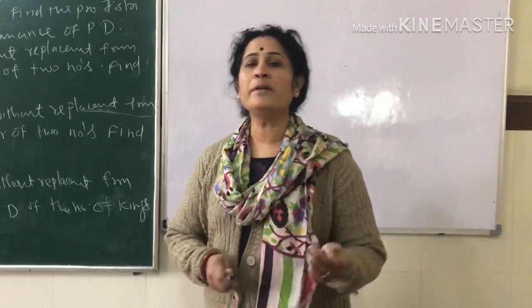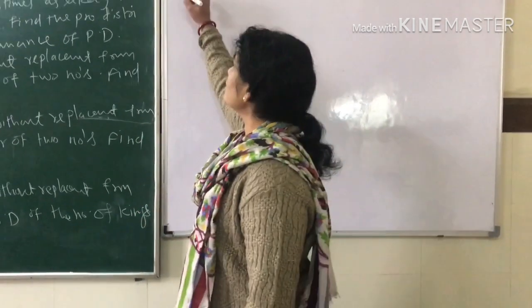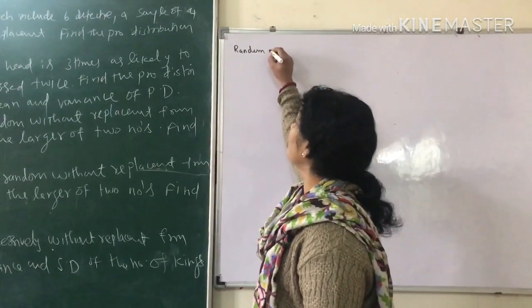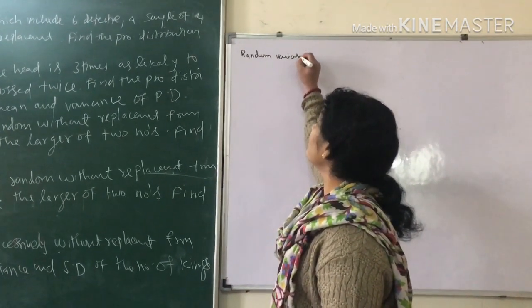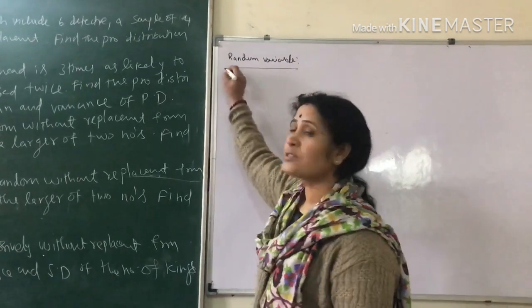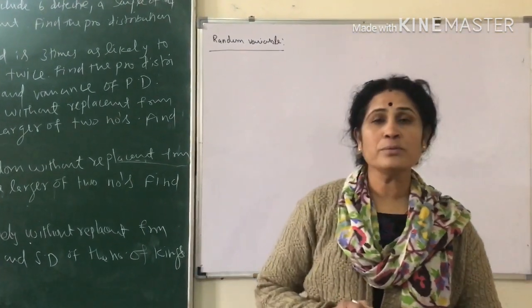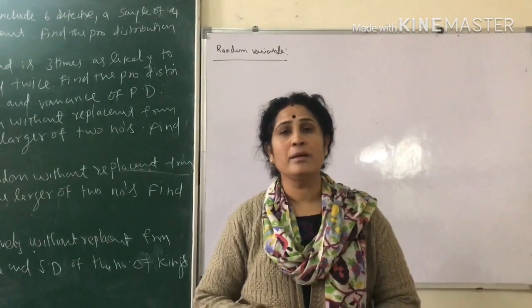So what is a probability distribution? First let me explain what a random variable is. A random variable: what is a random variable? Success can be listed in numbers. That is called a random variable. What I told you, success can be listed in numbers.